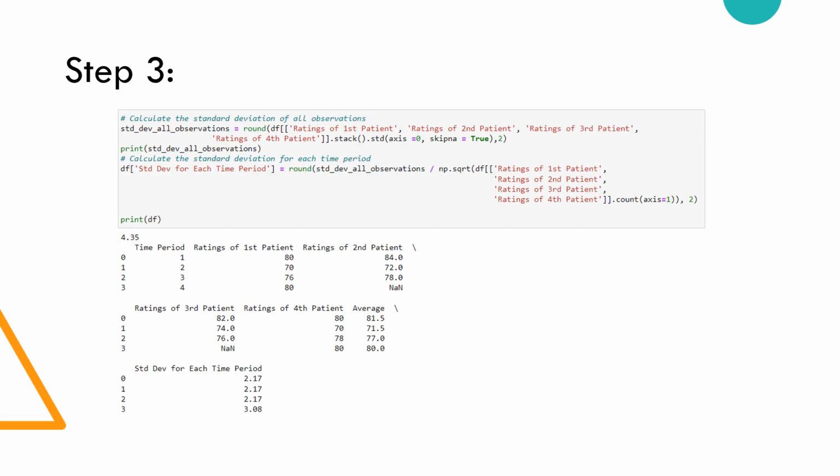The standard deviation for all observations is calculated and then the standard deviation for each time period is calculated by using standard deviation of all observations divided by square root of the count of non-null values for each row in the data frame. From the output, we can see the standard deviation for all the observations is 4.35 and the standard deviation for the first 3 time periods is 2.17 and for the fourth 3.08.